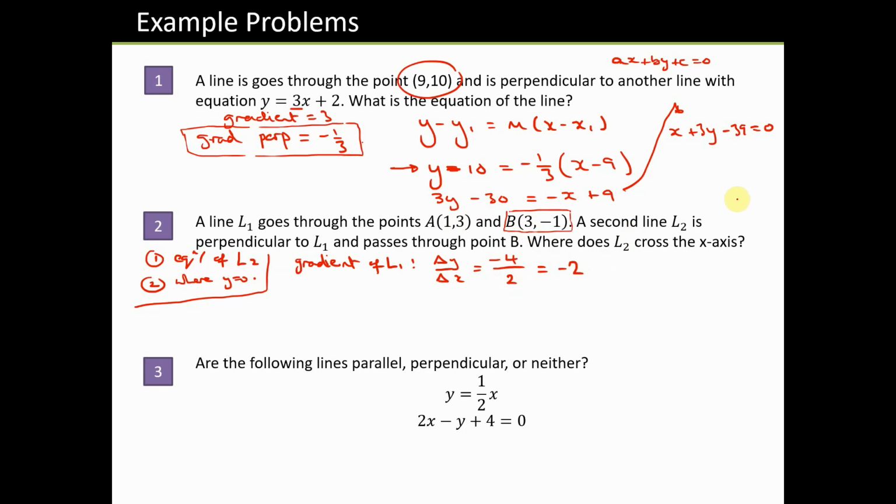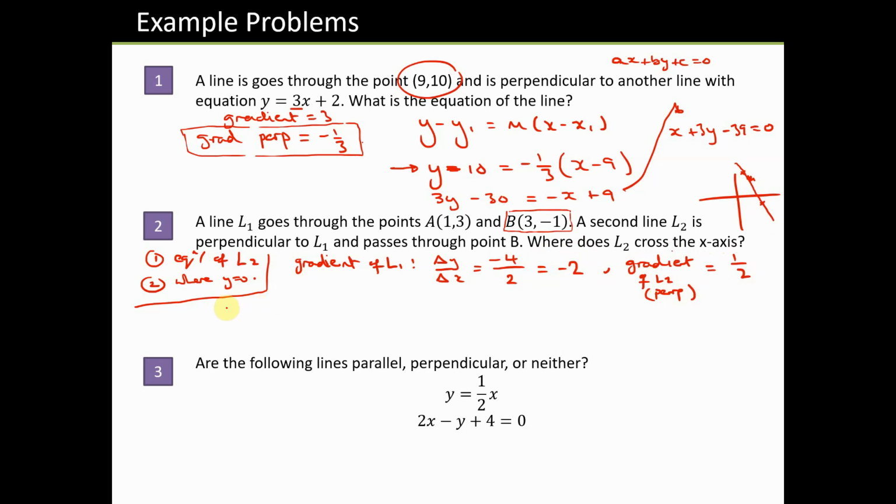And just to convince yourself that this is a negative gradient, just quickly plot the points. So 3, minus 1, and then 1, 3. So we can tell straight away that should be a negative gradient. My minus 2 looks like it's good. So then the gradient of L2, which is perpendicular, should be a half, because we're doing minus 1 over this. The minuses would cancel out.